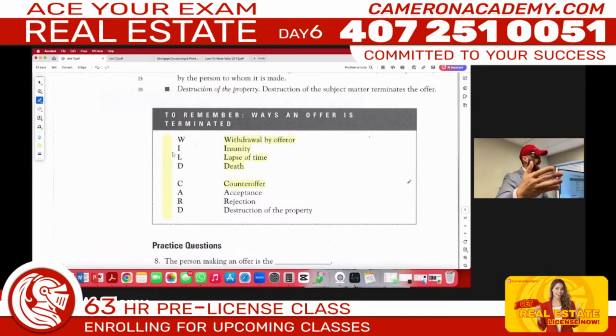Could be the same exact terms that you originally proposed, but this is the process. That previous offer is no longer good because you already submitted a counter offer. It's gone. Now you have to submit a new offer beyond that.